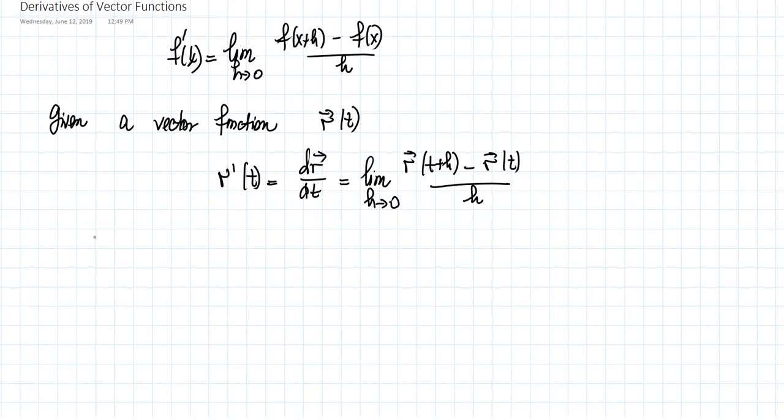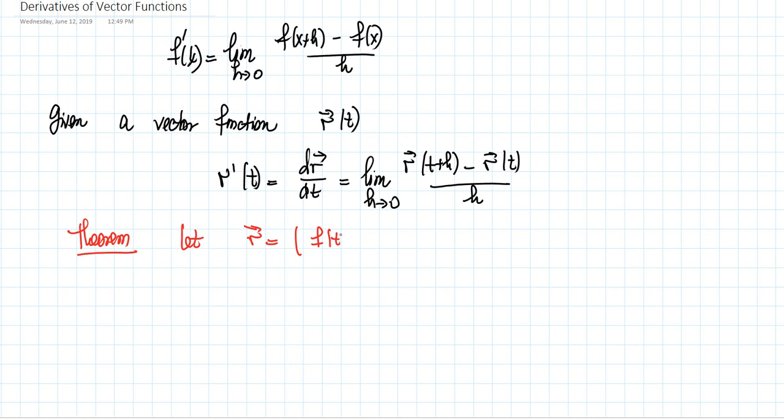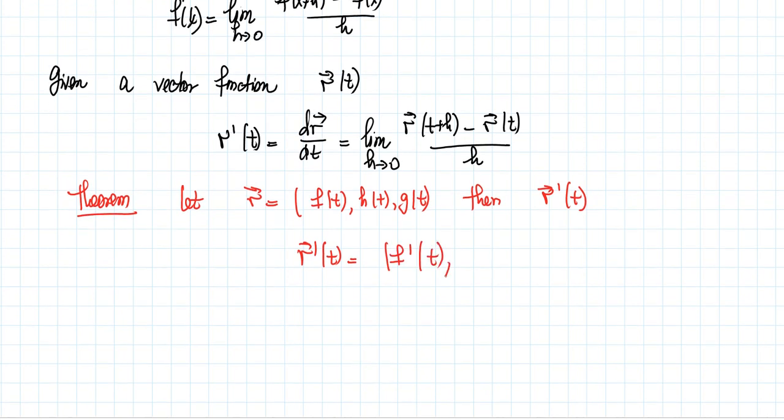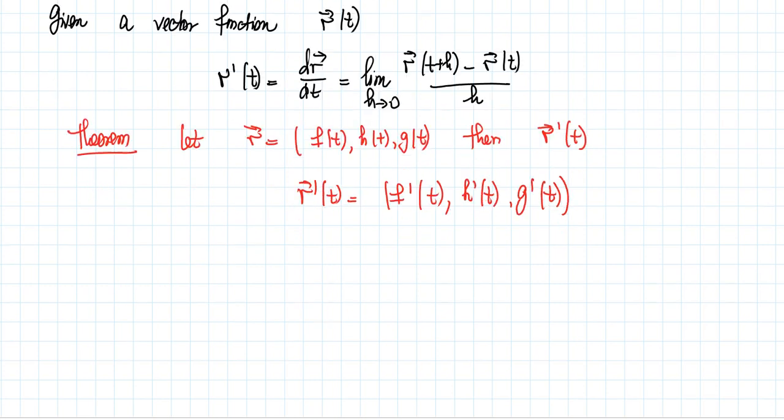The theorem tells me that if the vector function is given in the form f of t, h of t, and g of t, then the derivative of r with respect to t is going to be a vector with three components. The first component is the derivative of f. The second component is the derivative of h. And the third component is the derivative of g. So let's quickly prove this.